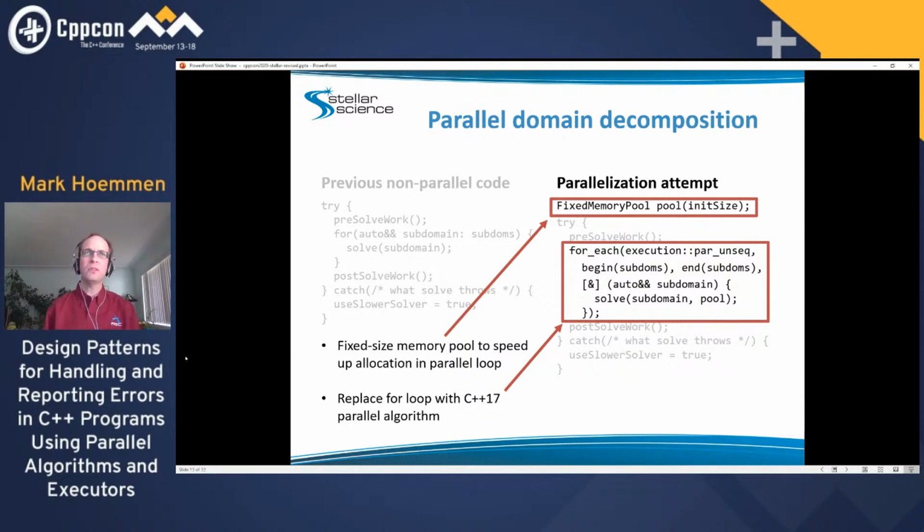And I've also replaced the range for loop on the left with a C++ parallel algorithm called for_each. And I'm using the par_unseq execution policy. That means parallel and unsequenced. So I'm allowed to execute the loop iterations in any order.